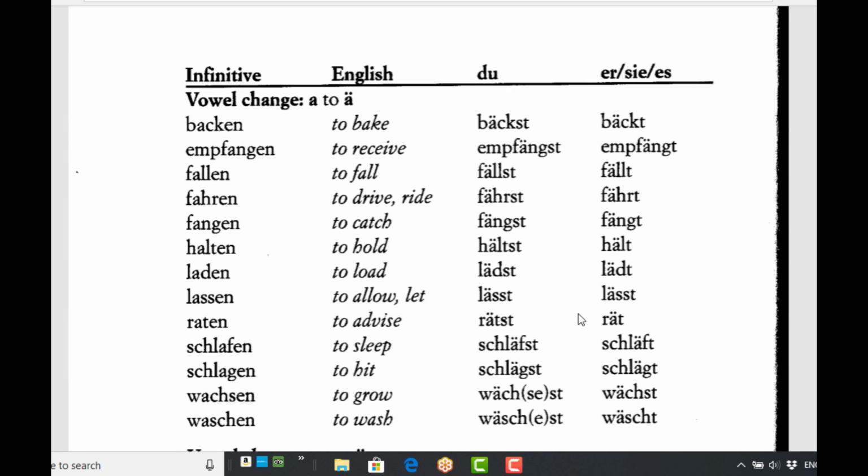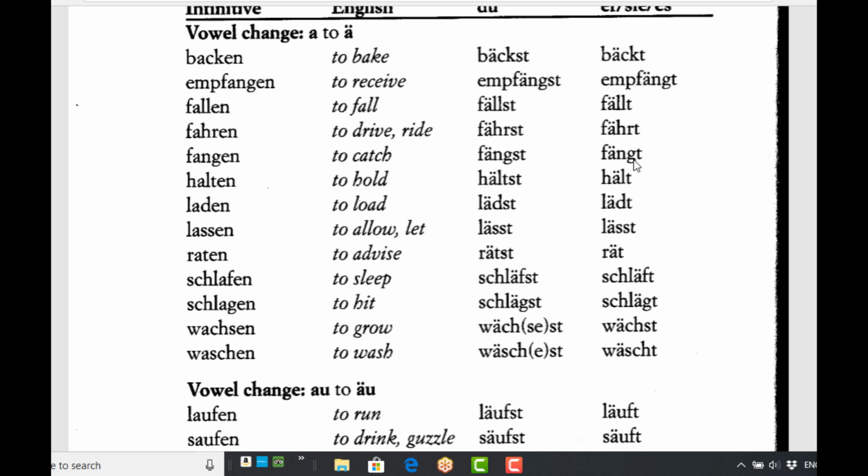And then there are some other patterns by which changes occur in the second and third person singular. So, for example, backen, ich backe, du bäckst, er bäckt. So what's the change there? On that one, it has picked up an umlaut over the A. Yeah. So how about schlafen? You want to just do the whole conjugation of that? Ich schlafe, start from that.